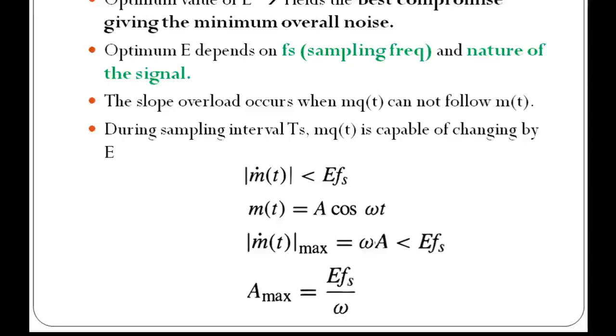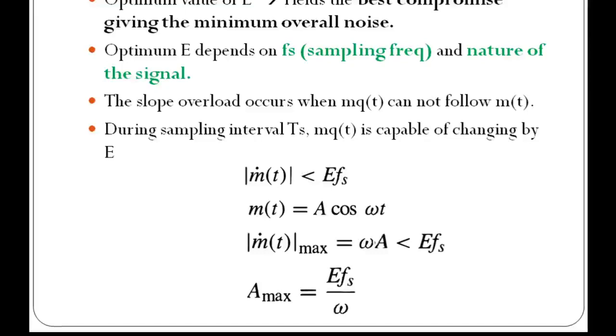Hence, no slope overload occurs if the magnitude of the slope, that is the magnitude of dm(t)/dt, the differential of m(t), which is called the slope, is less than E into Fs. If the magnitude of the slope of signal m(t) is less than E into Fs, then no slope overload will happen.